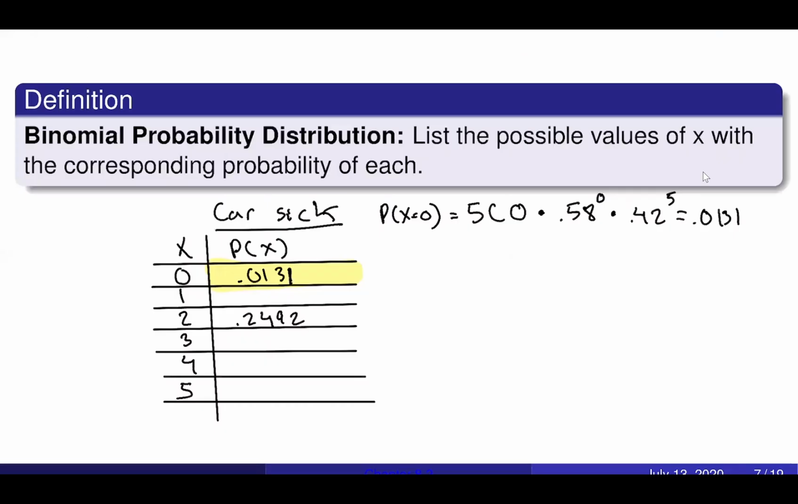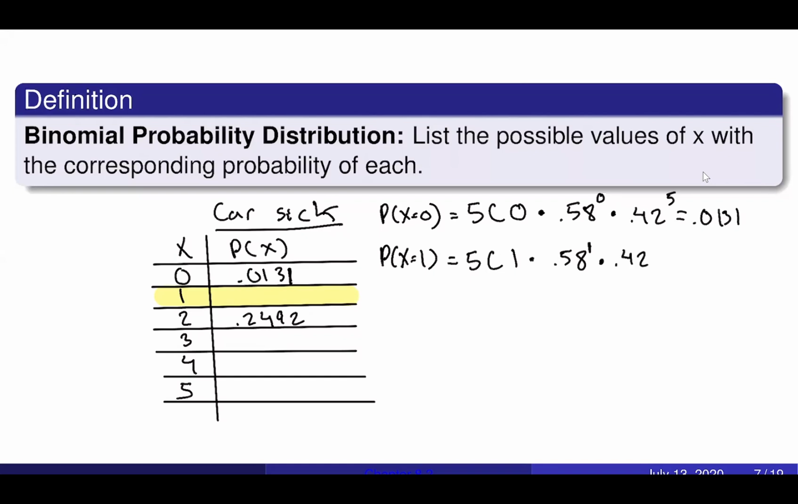All right, so we're done with this one. Up next, we're going to do this one over here. So we're doing x is equal to 1. So the probability that x is equal to 1 is equal to 5C1. So instead of me wanting 0 children to get car sick, now I want one child to get car sick. And then you multiply that by 0.58 to the 1 power. Remember, we want one child to get car sick. And then you multiply that by 0.42.